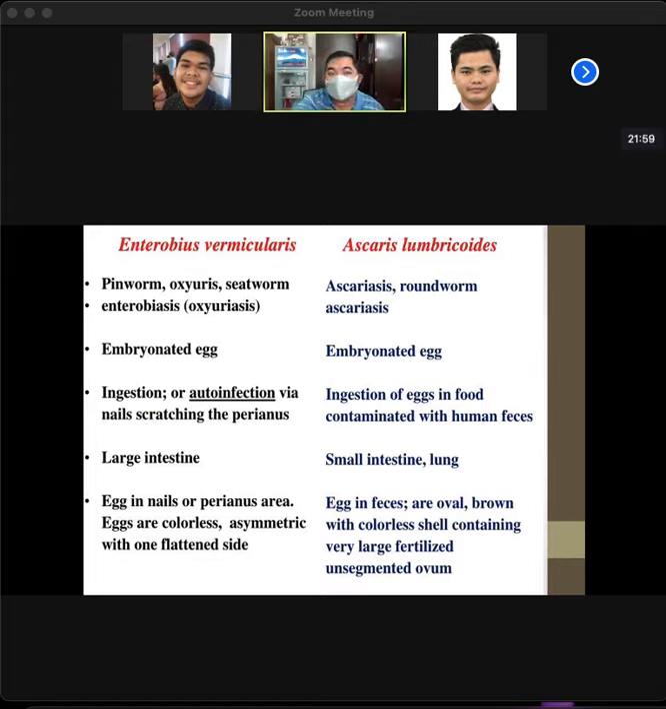What is the difference between the Ascaris as well as Enterobius? Autoinfection is common in Enterobius compared to Ascaris. Its location is usually in the large intestine. Enterobius vermicularis is usually located in the perianal area. However, its eggs are less numerous compared with the Ascaris lumbricoides.